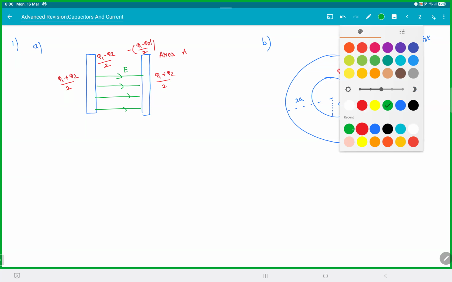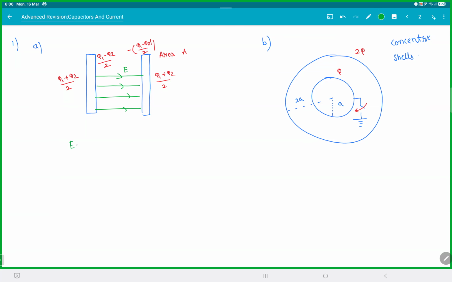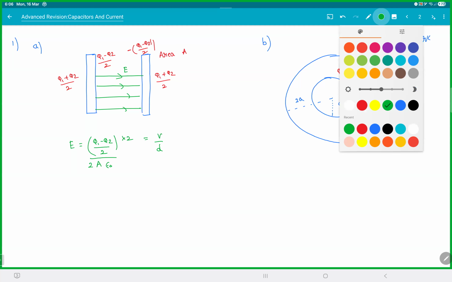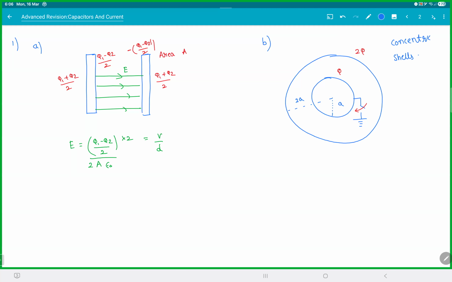If you see the derivation, E is nothing but charge by area, that is sigma by 2 epsilon into 2, because there are two plates. You solve this, and that is where you derive this from. That would be V by D, and you'll get it. So when you say charge on the capacitor, Q is actually (Q1 minus Q2) by 2. Getting it?